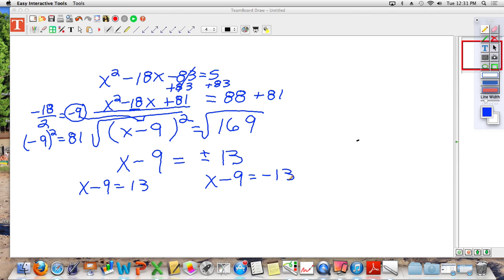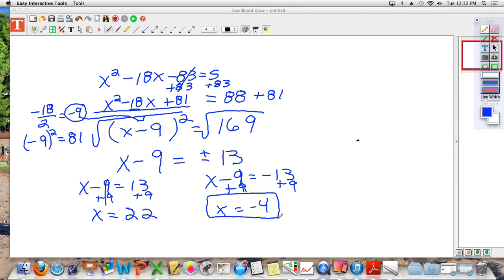What do I do now? Yep, notice I'm always adding 9. In both of the equations that I've just created here, I'm always adding 9. Those cancel out. x is equal to 13 plus 9 is 22. And then here the same thing, I'm adding 9. So those cancel out. x is equal to negative 13 plus 9, which is negative 4. So I have two solutions, two zeros, in other words. I have 22 and I have negative 4.